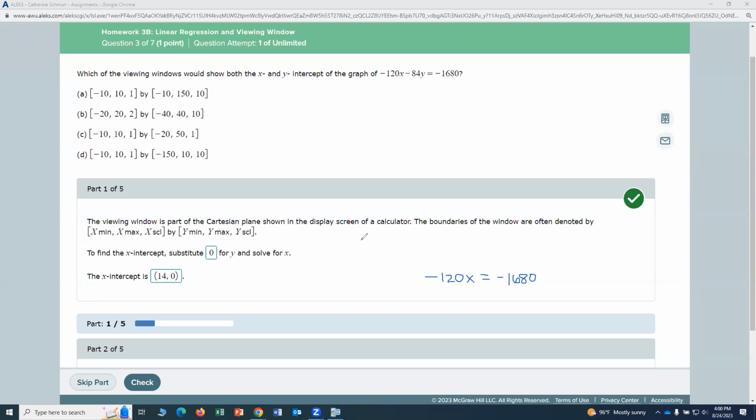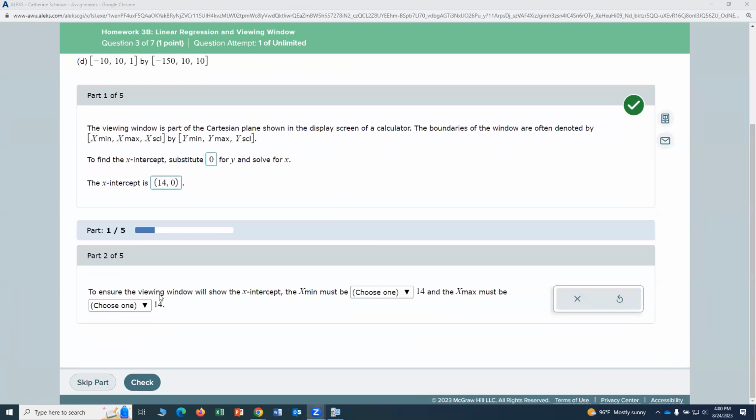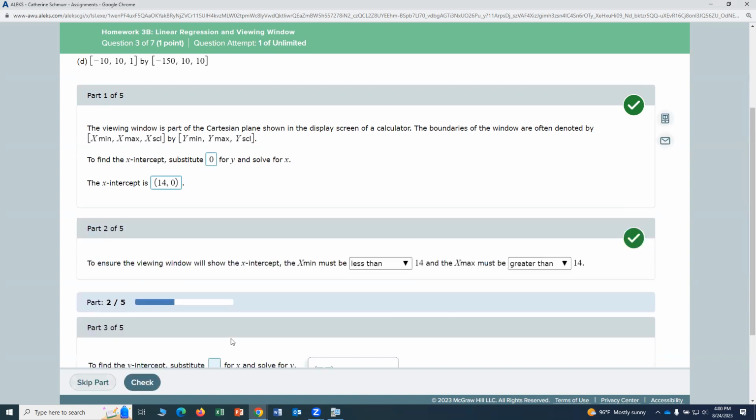So now, let me get rid of my ink here. I'll clear my drawings. Okay, so now the next part says, to ensure the viewing window will show the x-intercept, the x-minimum must be smaller. The minimum must be less than 14, and the x-maximum must be larger than 14 or greater than 14. So what I want in my viewing window is an x-minimum that's less than 14 and an x maximum that's greater than 14, so that I'll be able to see where the graph crosses the x-axis.